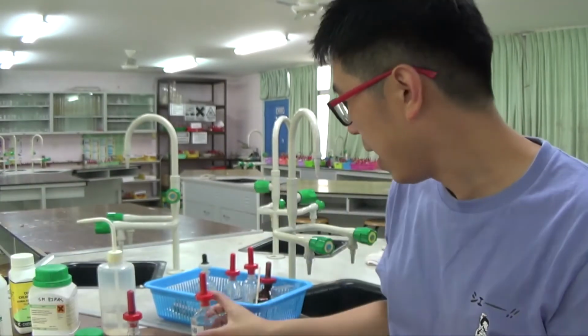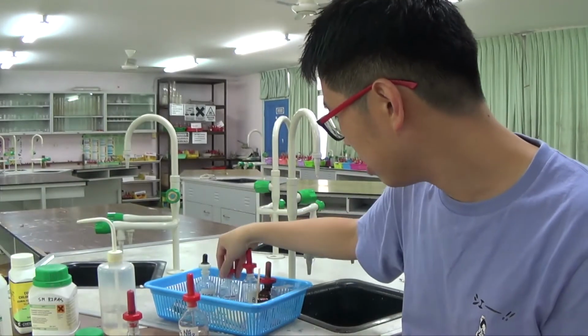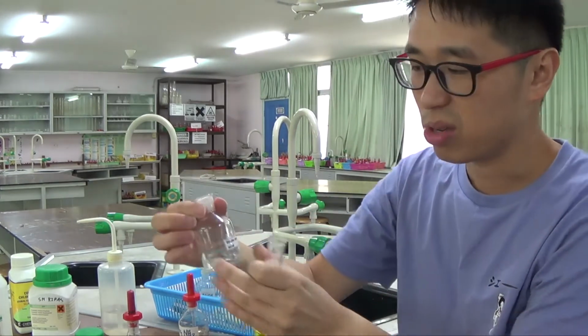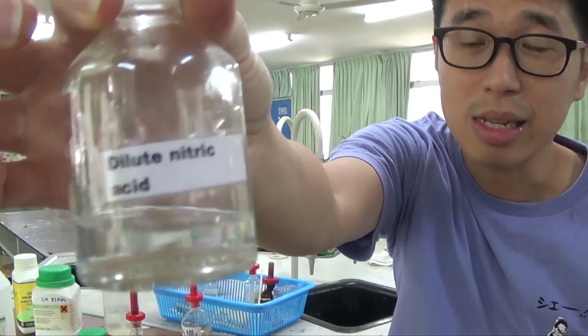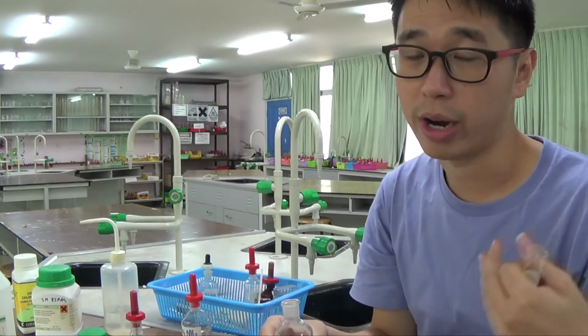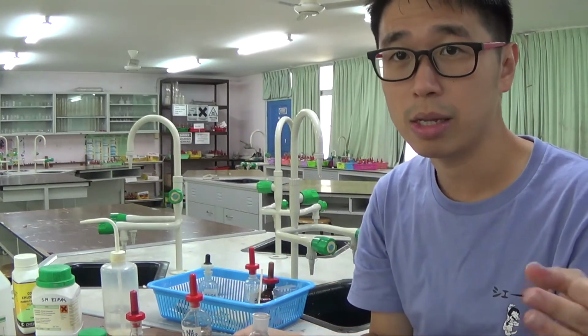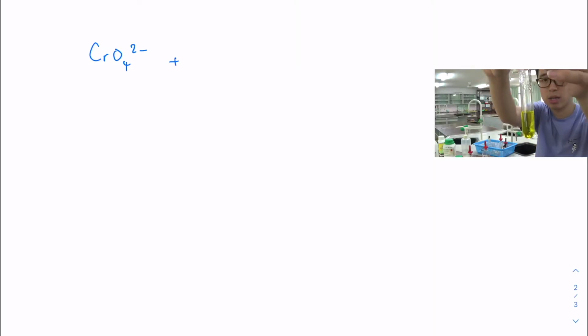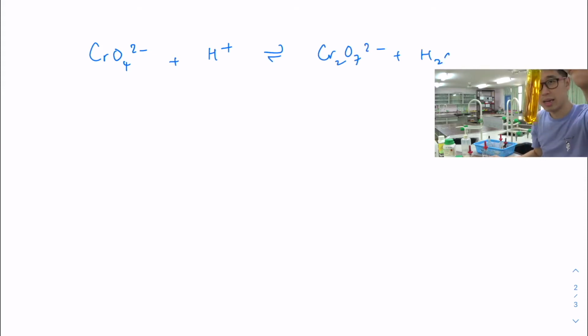Okay, and all it takes is a little bit of acid. I'm not too sure how strong the acid is, but I'm just going to add dilute nitric acid. You could use dilute sulfuric acid or dilute hydrochloric acid. The important thing here is acid. The equilibrium involves H+. I don't know if it will work. Let's see. Oh, there it is. Okay, you see what happened? The yellow color has gone to orange.